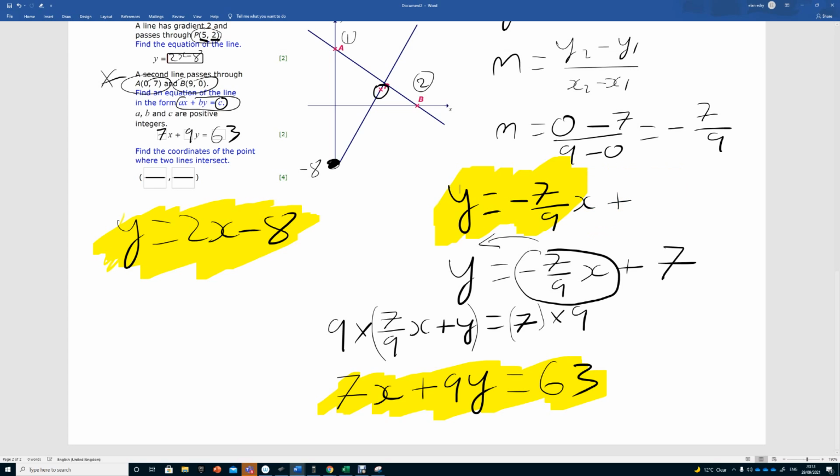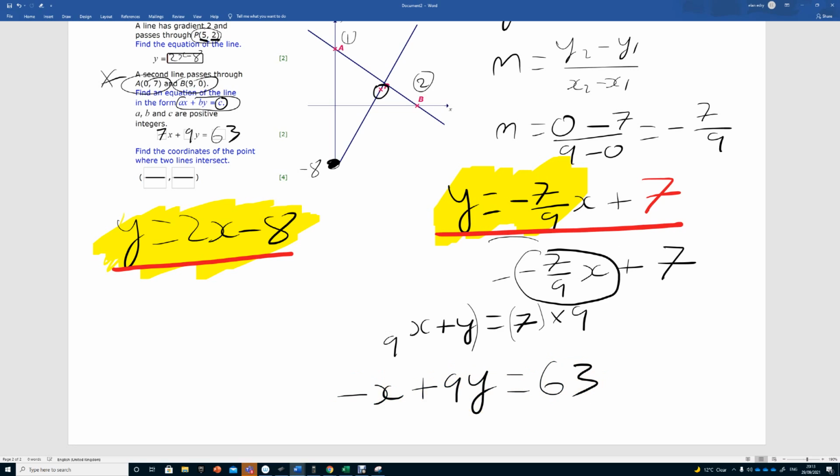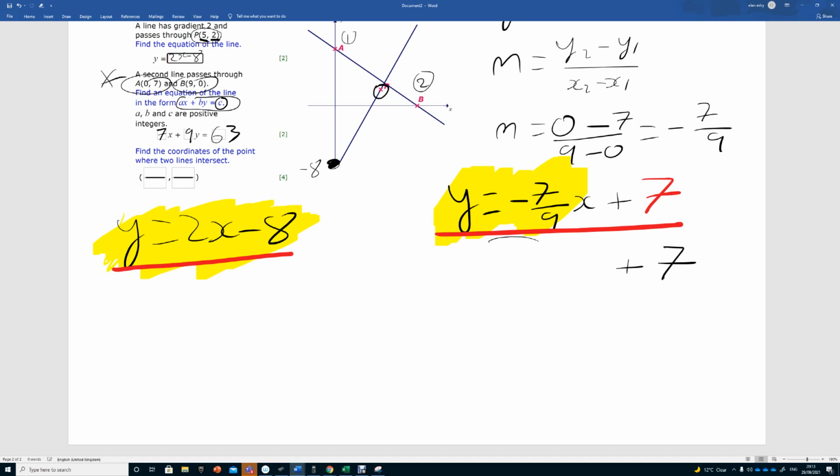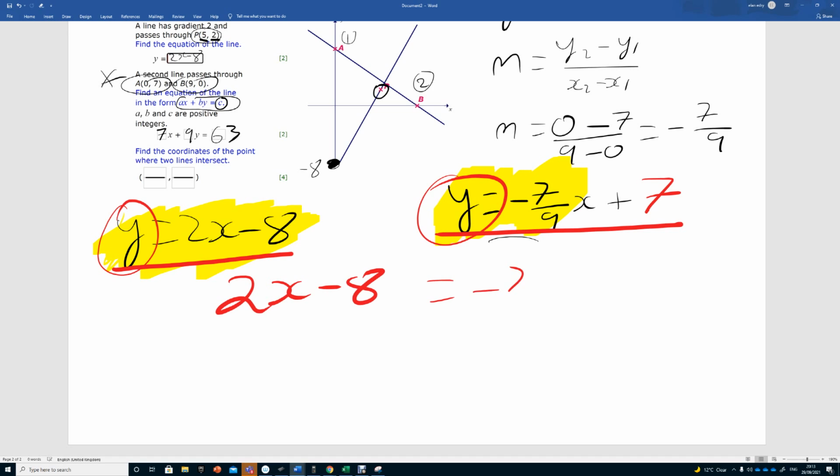So I'm just going to make these two expressions equal to each other, right? Because we know what y is. So I'm going to say, we've got y here. Let's make them equal. So 2x minus 8 equals minus 7 ninths x plus 7. I'm going to take the minus 7 ninths x over to the left, and it becomes a plus.